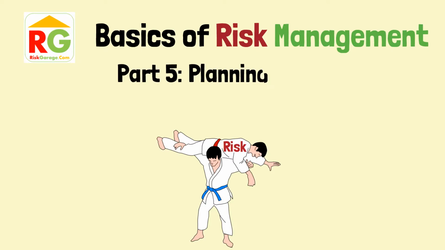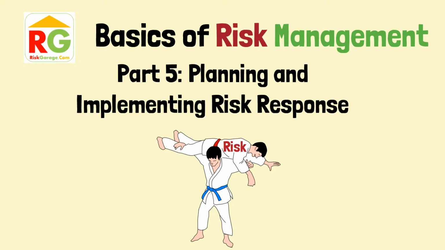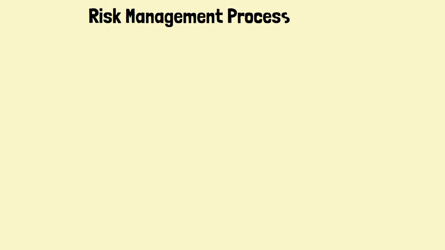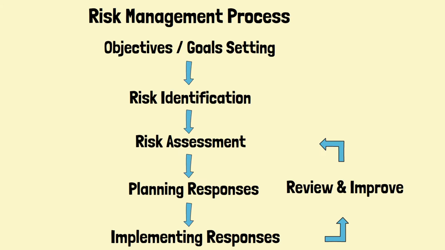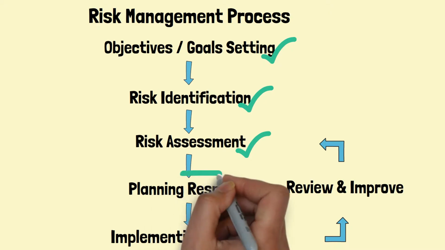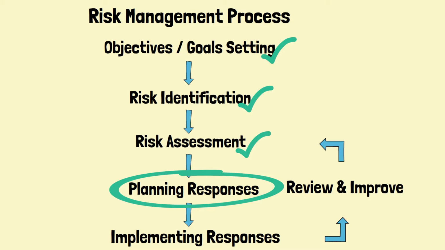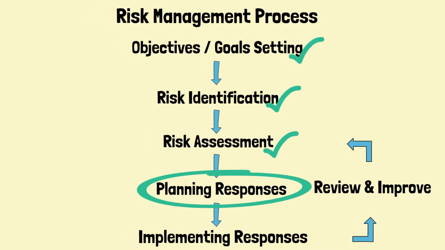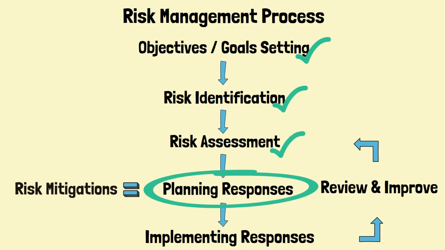Part 5. Planning and Implementing Risk Response. In the first few videos, we have talked about the risk management process. Also, we have discussed goal setting, risk identification, and risk assessment. After assessing and ranking the risks, we will next plan responses to tackle the risks. Risk responses are also known as risk mitigations.